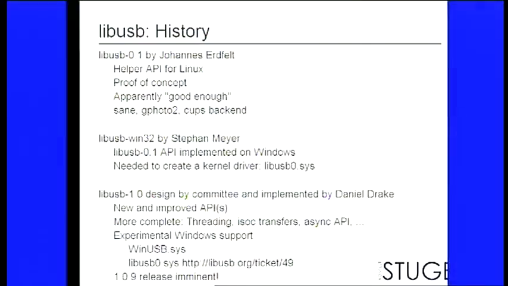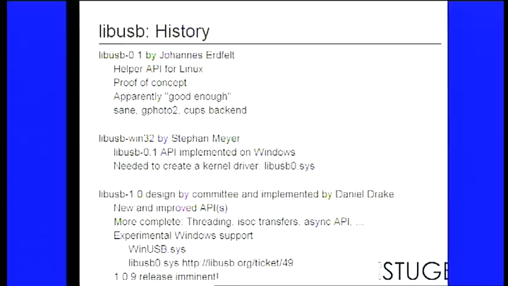The API was really thought through. While 0.1 was kind of a proof of concept, to see whether this is a good idea, we tried to cover the bases with 1.0, and it seems to have worked out pretty good. There are still some things that have come up that we're missing, but that's for 1.1. 1.0 is much more complete. There's support for threaded, multi-threaded apps. There's isochronous, there's asynchronous API, etc., etc.